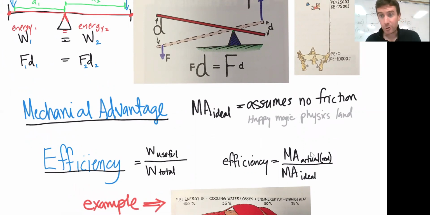The bad news is that everywhere on the Earth, there is friction. So ideal mechanical advantage only happens in one place and is a fictional place. It's a place that I'm going to call Magic Happy Physics Land. In Magic Happy Physics Land, there is no friction. There is no air resistance. All the molecules just move smoothly past each other with no interference at all.